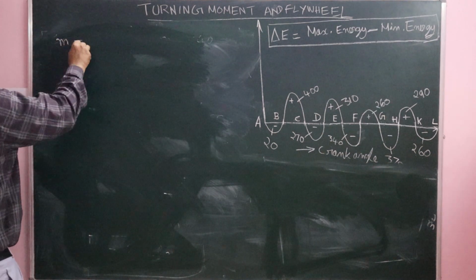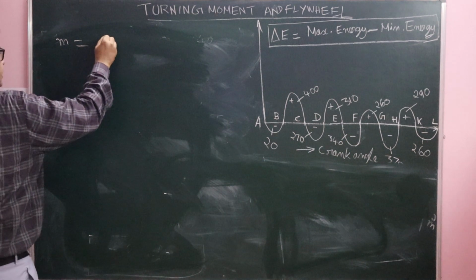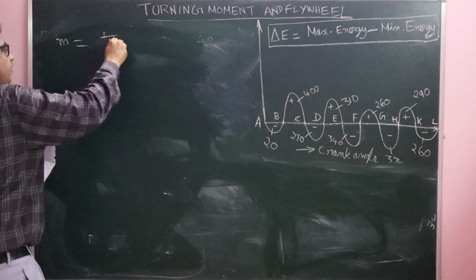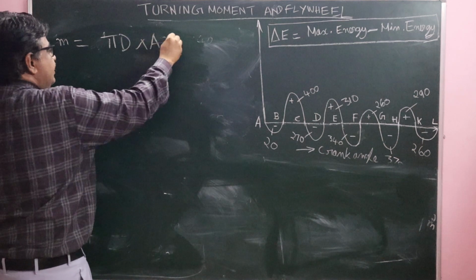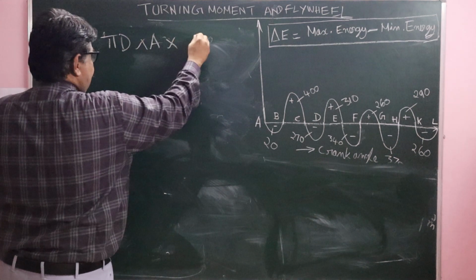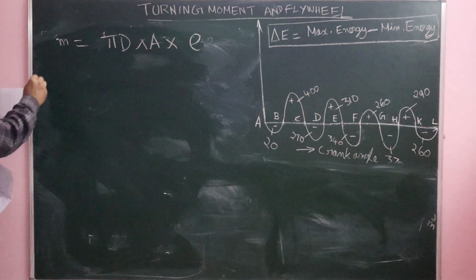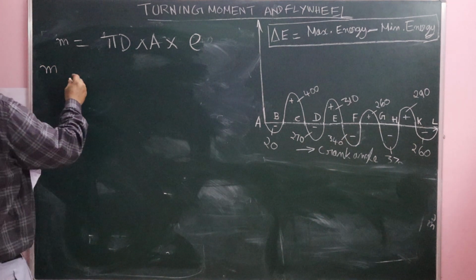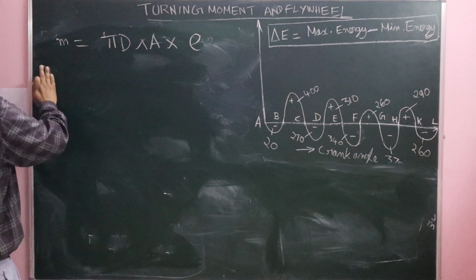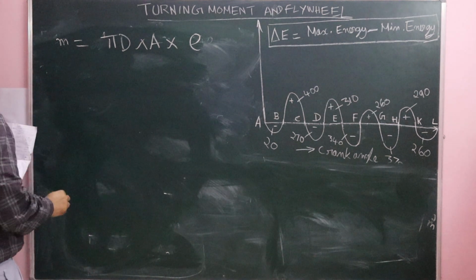Now, mass of the flywheel rim M is equal to density into volume, that is pi D A into density. Therefore, mass of the flywheel rim we can find out.